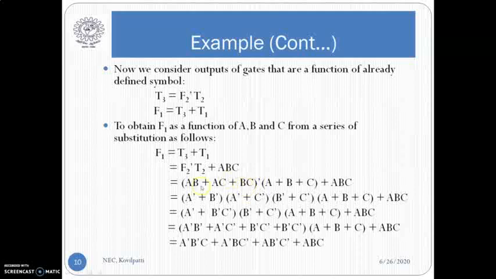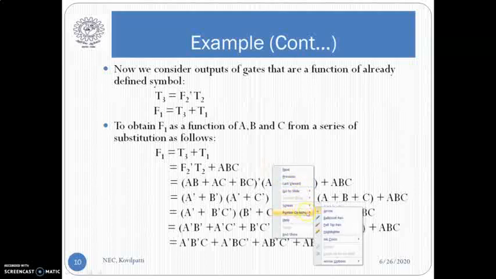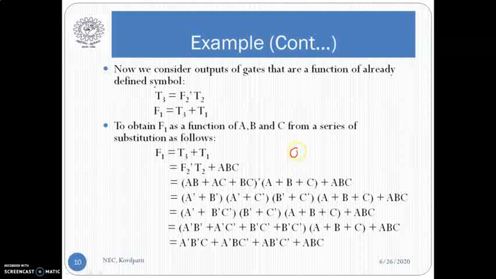To simplify this, we have to apply De Morgan's law. So what is De Morgan's law? A plus B the whole dash is equal to A dash into B dash. Similarly, AB the whole dash is equal to A dash plus B dash. This is De Morgan's law. We are going to apply both here.